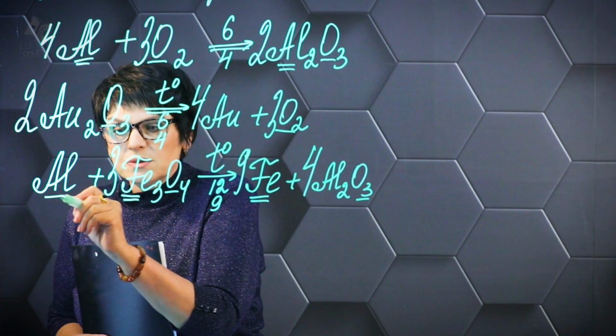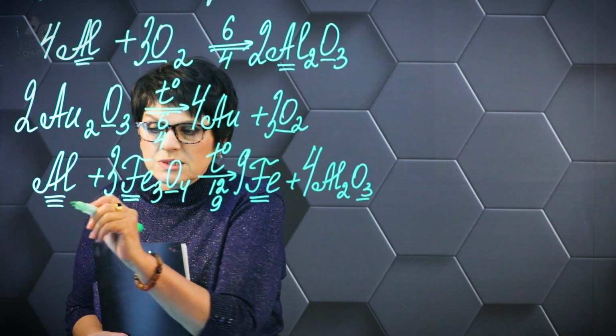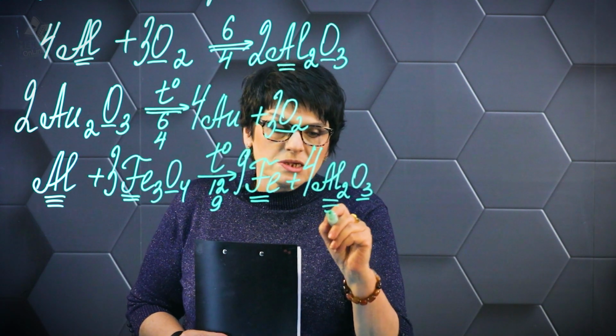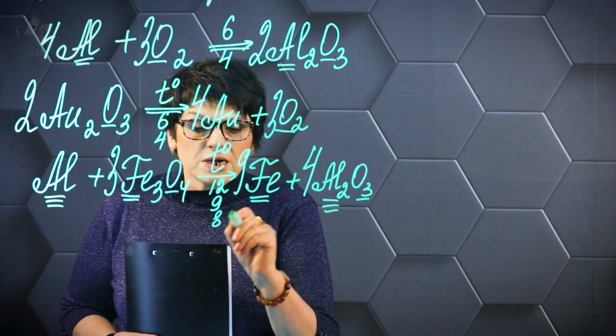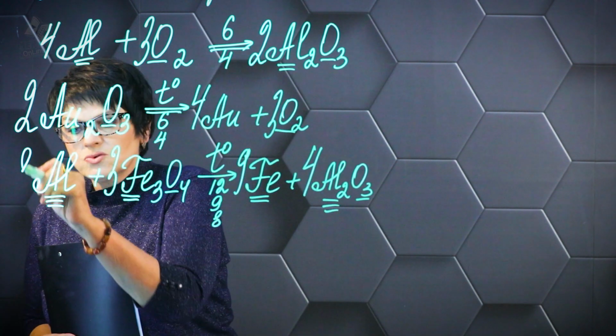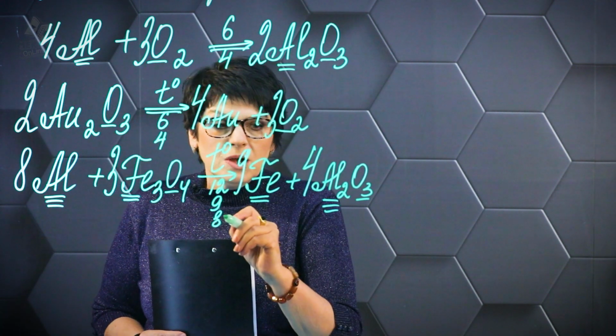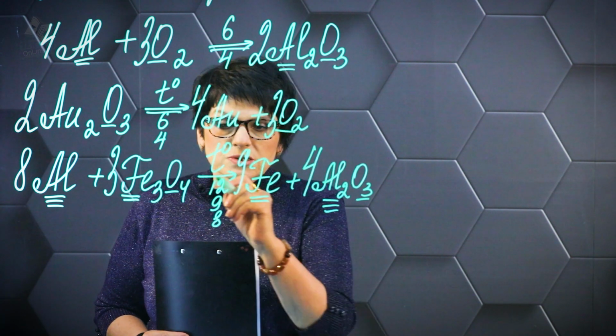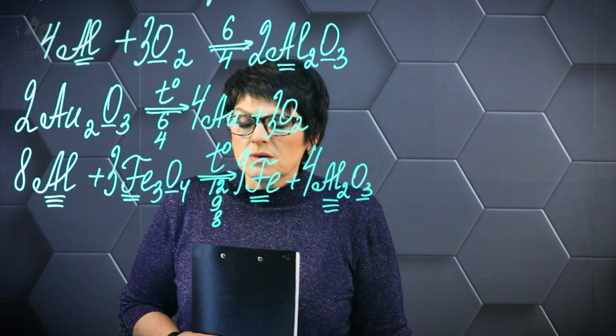Now all that's left is aluminum. On the left side there's 1 aluminum, but on the right side there are 8 aluminum. So the multiple for aluminum is 8. If you divide 8 by 1, you get 8 in front of aluminum. When dividing 8 by 2, the result is 4.